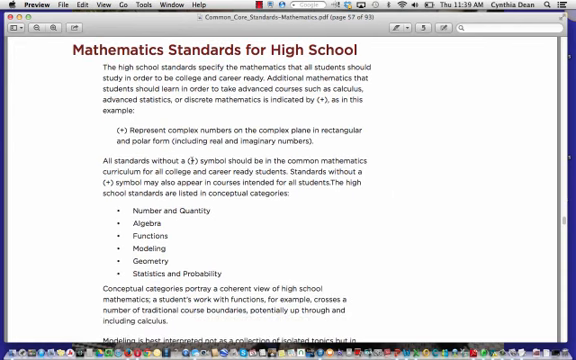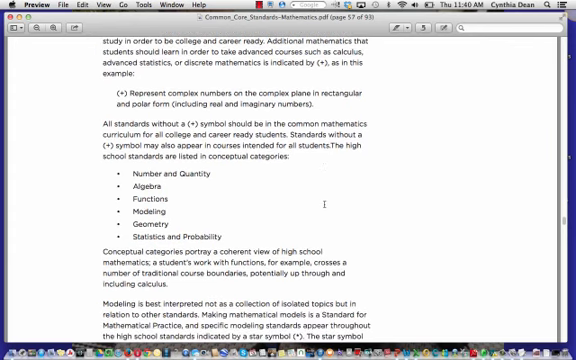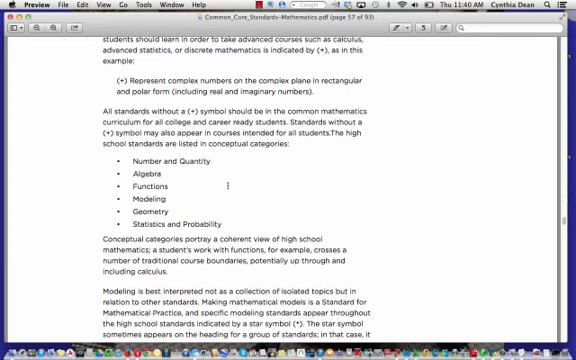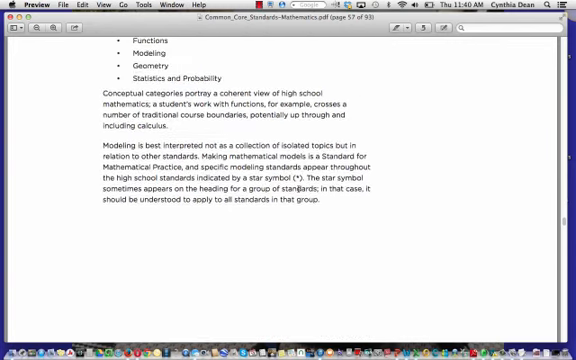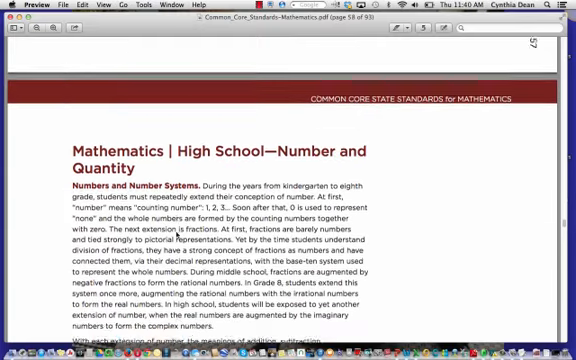Notice this plus here. This symbol means that all standards without a plus symbol should be in the common mathematics curriculum for all career and college ready students. Standards with a plus symbol may also appear in courses intended for all students. So they've sort of given some guidance there about what should be included. And we have it broken down into these categories. Modeling is really important here, okay? So we have a whole separate piece for modeling, which I'll look at in a second.